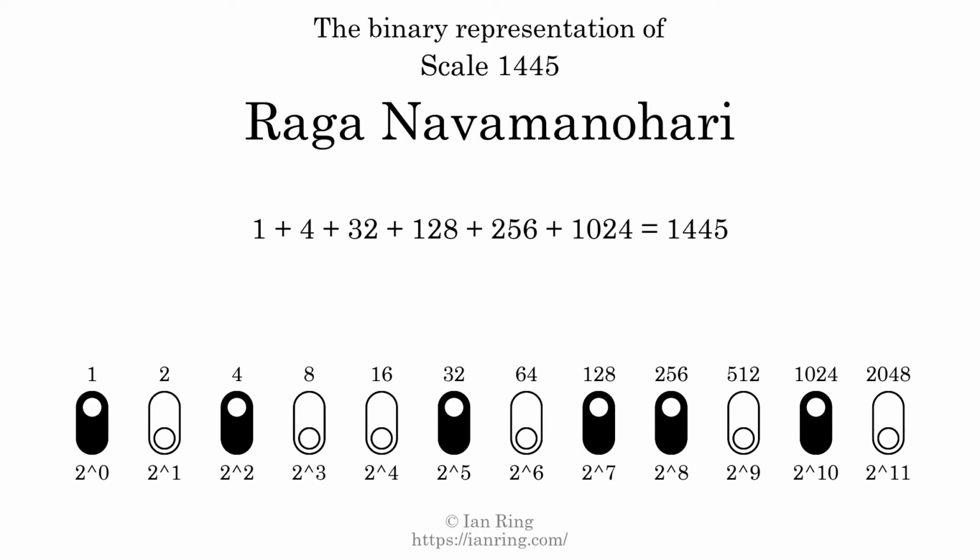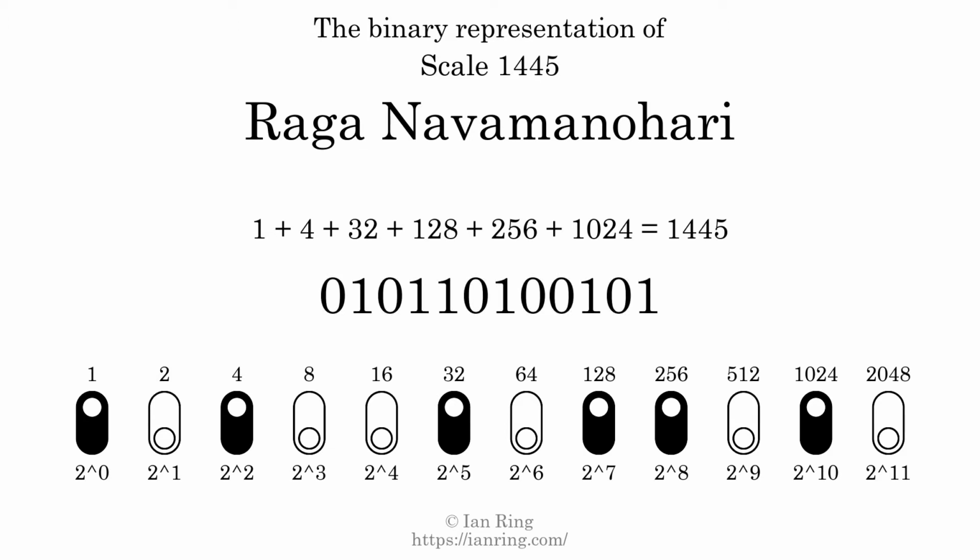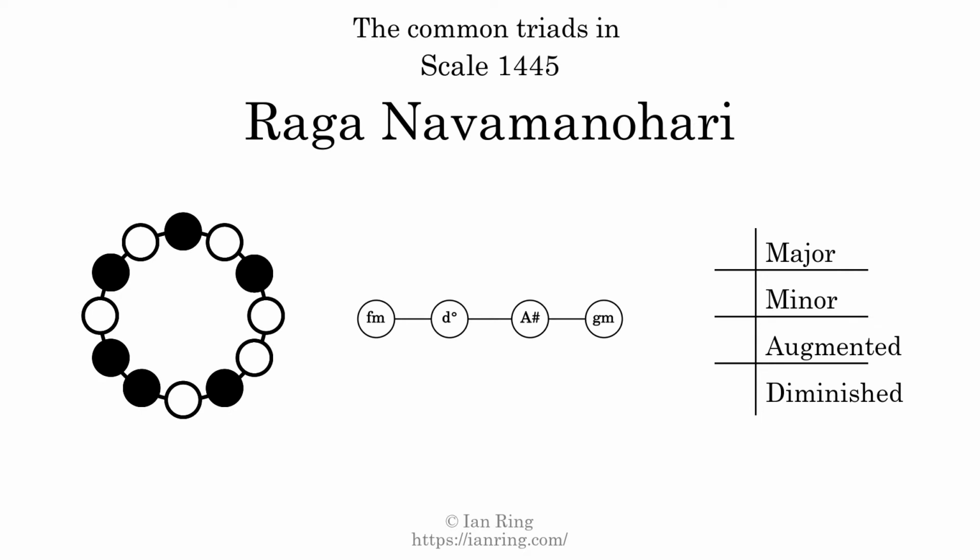1445. The scale number not only enumerates the scale with a unique index, but it also literally describes the tonal content of the scale. Represented as a binary number in base 2, the scale number is 0101101000101. Here are the common triads present in this scale.